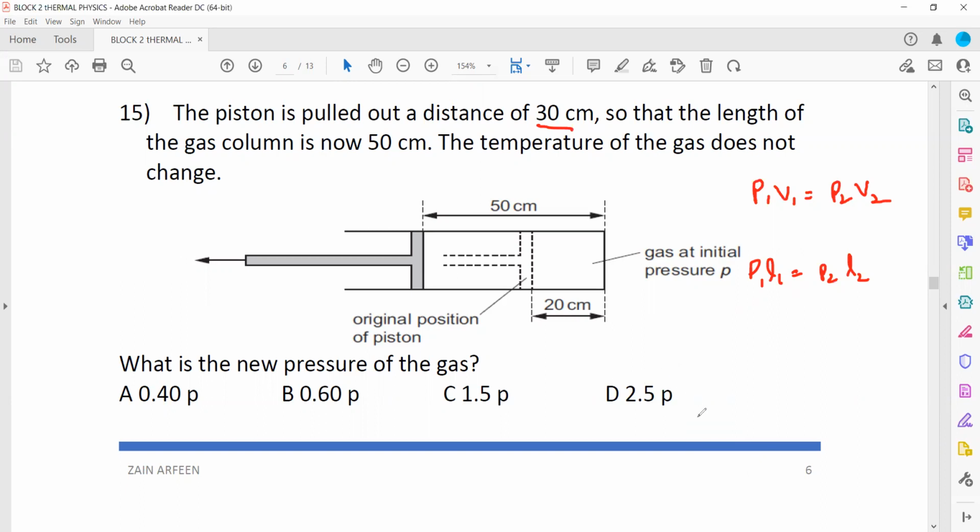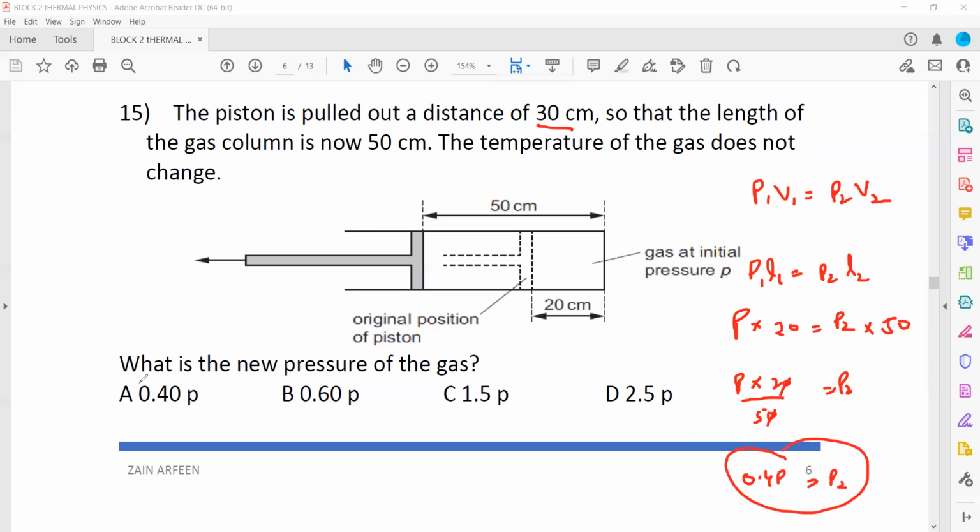So P1 is the first pressure, that is the initial pressure given in the question as P. L1 is the first length, it was 20. P2 we don't know, and L2 is 50, the new length. So P multiplied by 20 divided by 50 is P2. When we simplify, it will be 2 by 5 or 0.4. So 0.4 is P2. The new pressure is 0.4 times the first pressure. That's why A is the right answer.